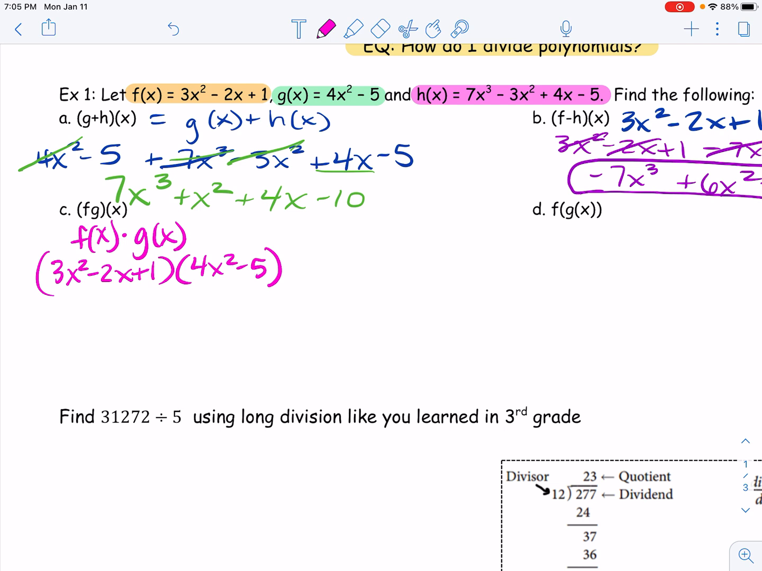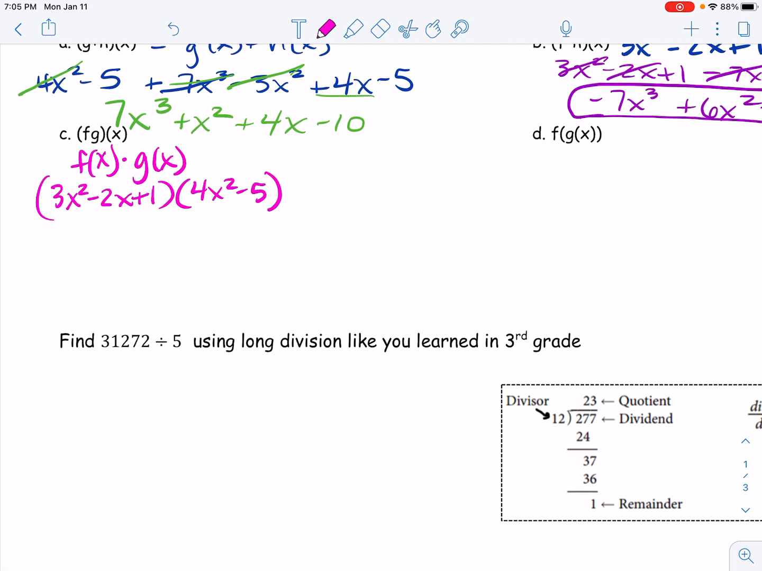You know that multiplication is commutative and associative and all those things. So again, it doesn't matter if I would multiply f to g or g to f. We would get the same result. So I'm just going to work from left to right. I'm going to distribute that 3x squared to both of those terms. Then I'm going to distribute the negative 2x, and then I'll distribute that positive 1. If you want to go the other way around, that's totally fine.